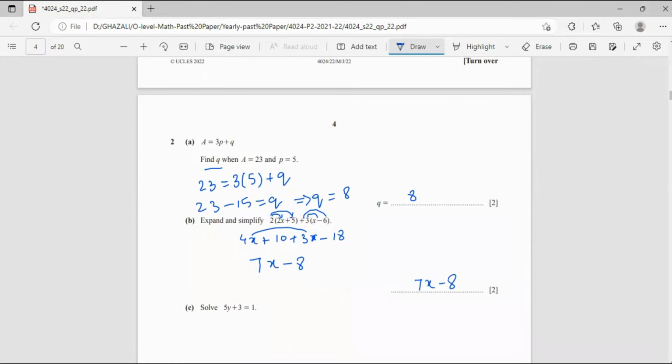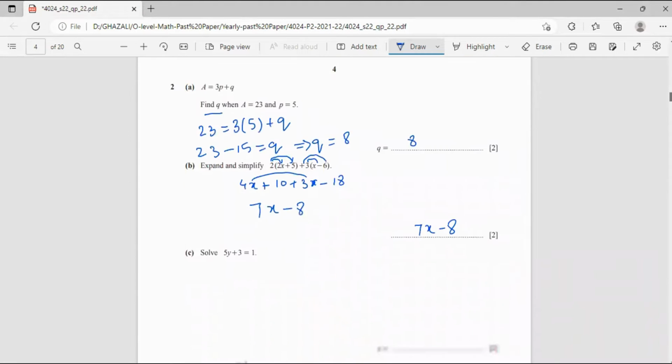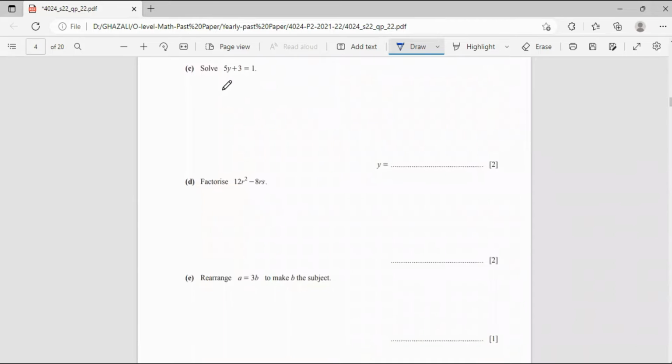Next part. 5y plus 3 equal to 1, then 5y equal to 1 minus 3. Then 5y equal to minus 2. Y will be equal to minus 2 over 5. Yes, the answer is minus 2 over 5.